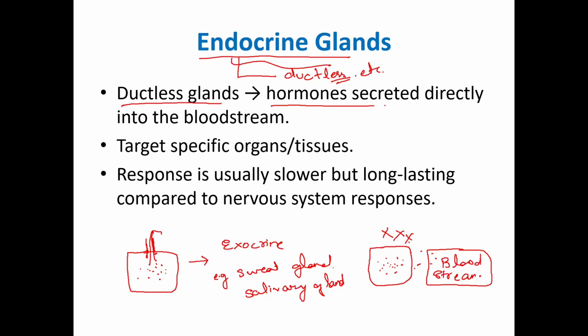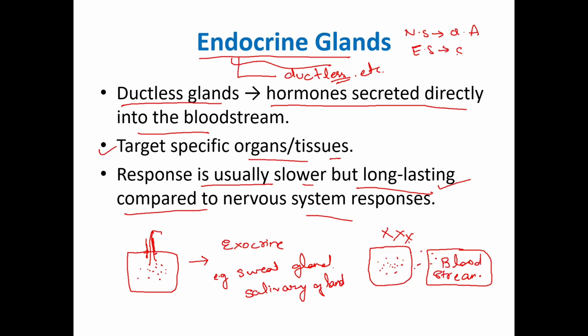Ductless glands release hormones secreted directly into the bloodstream, which target specific organs and tissues. The response is usually slower but long lasting, compared to the nervous system response. The nervous system makes a quick action, whereas the endocrine system makes a slow action. It takes time because it depends on hormones, which are chemicals, but the nervous system involves electrical transmission.